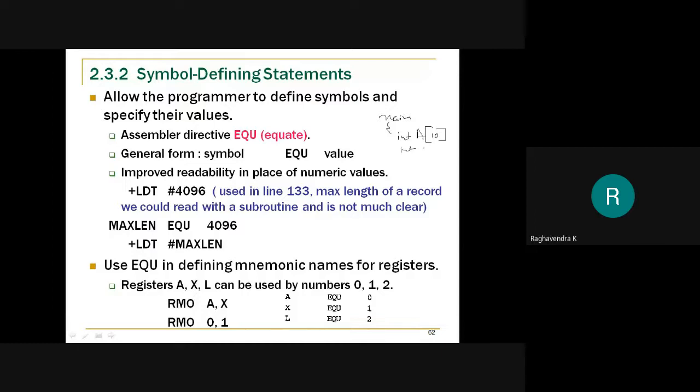And int b of 10. I have defined two arrays, something like this. So what is 10 here? 10 is the maximum number of elements that this array can have. Here also in b, 10 is the maximum number of elements that the array can have.